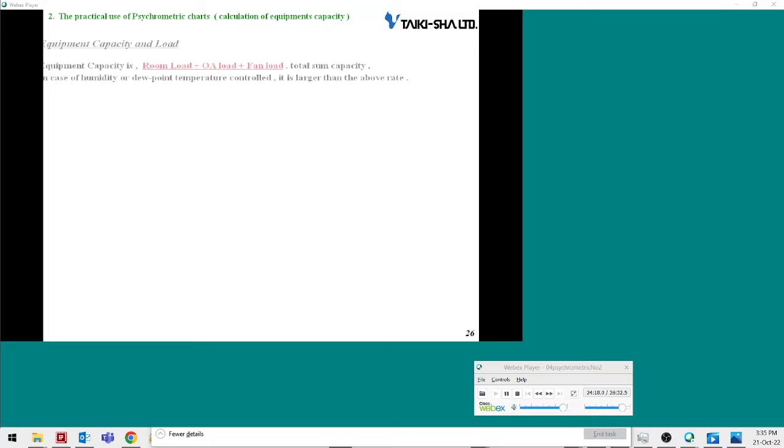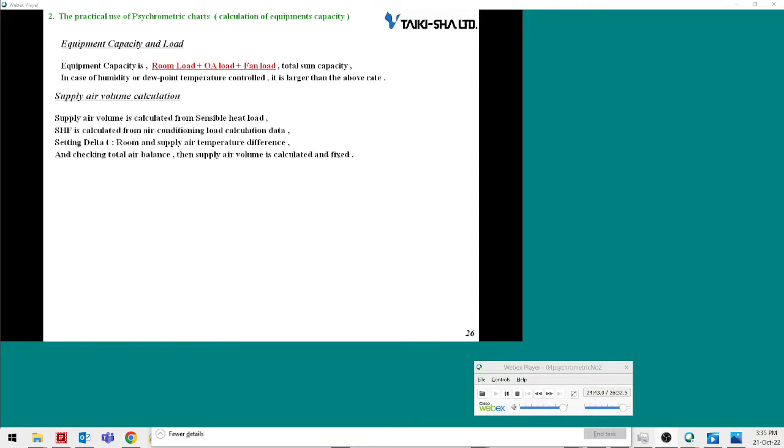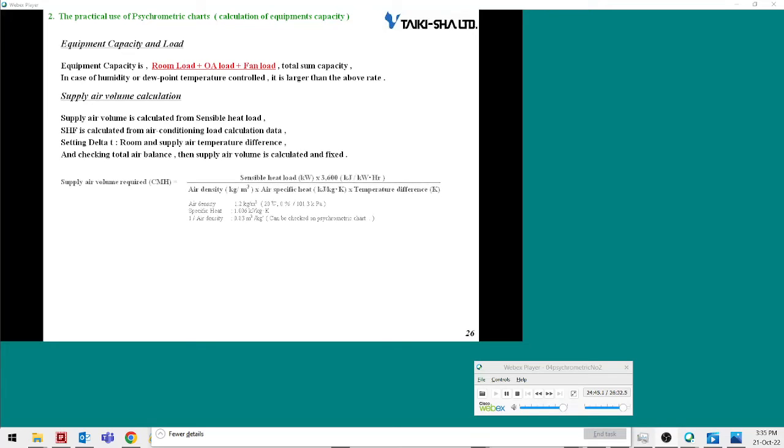Finally, I will summarize today's explanations. An equipment capacity is the sum of the room load, outdoor load, and fan heat load. If the humidity is controlled, the temperature of the supply air must be lowered to be equal to the room dew point temperature. Air conditioners, therefore, need capacities over the sum of the loads as shown above.